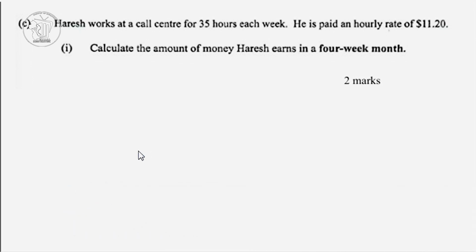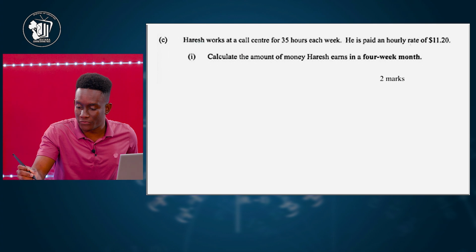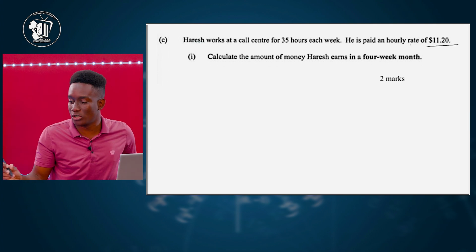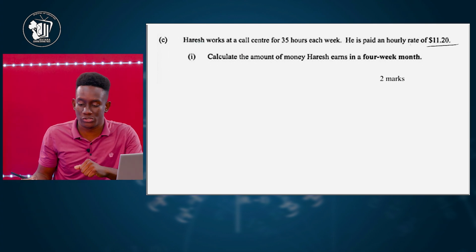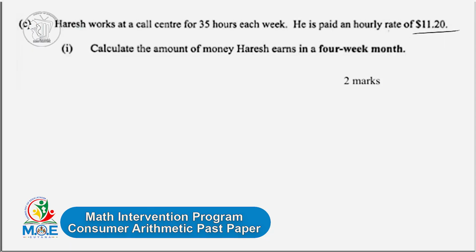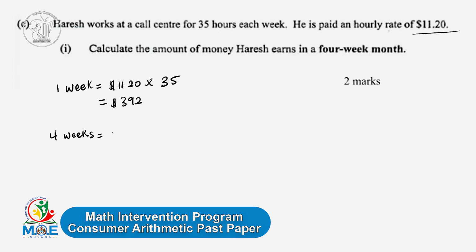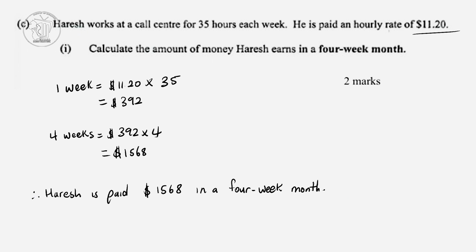So we see every week Harish works for 35 hours and he's paid $11.20 every hour. So for 1 week, he earns 11.20 multiplied by 35. So for 4 weeks, he will earn 392 multiplied by 4, and this will give us $1,568. So this is the amount of money he's paid in a 4-week month. Therefore, Harish is paid $1,568 in a 4-week month.